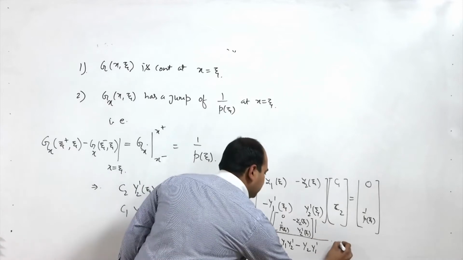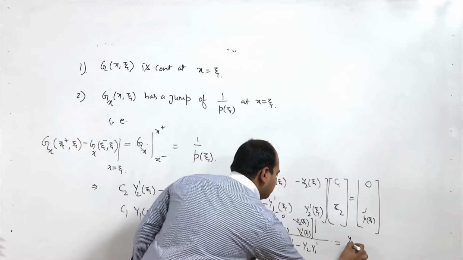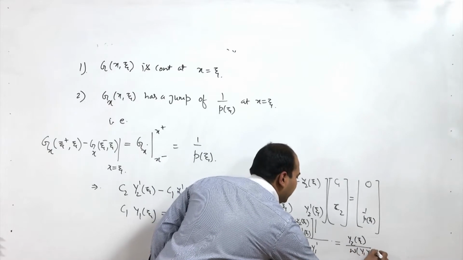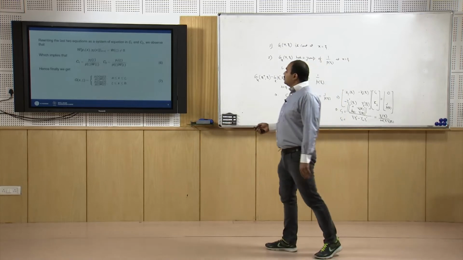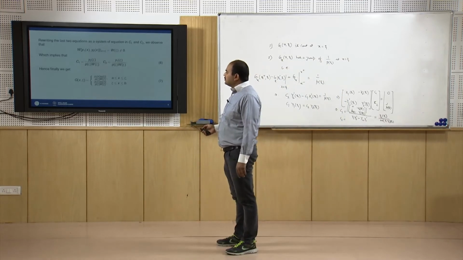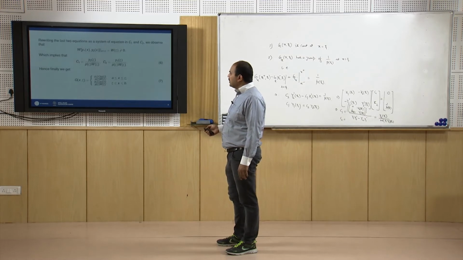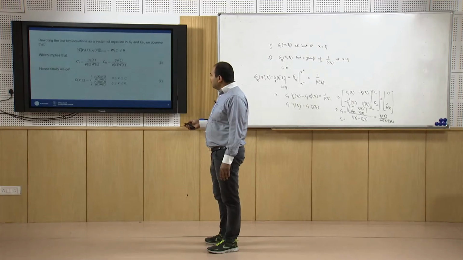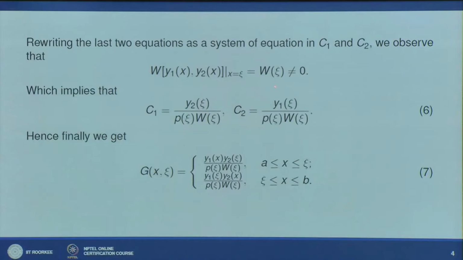So this you can get as Y2(xi) upon the Wronskian of Y1 and Y2 at xi. By Cramer's rule we can find the value of C1 and C2 as follows: C1 equal to Y2(xi) upon P(xi) W(xi), C2 equal to Y1(xi) divided by P(xi) W(xi), and we can get our Green's function defined as this. If you remember, we have assumed that our Wronskian is non-zero. It means that we have assumed that Y1 and Y2 are two linearly independent solutions.